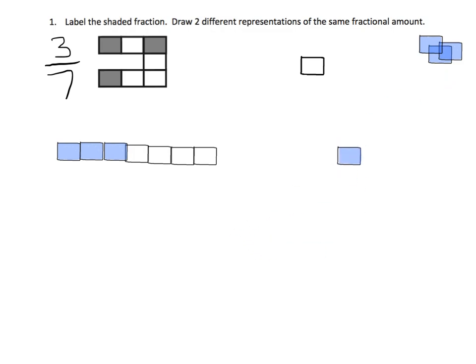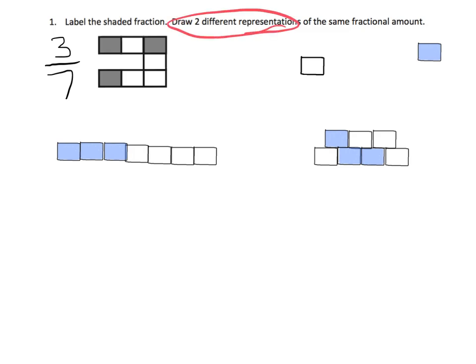So let's see. Okay, 1, 2, oh, let's mix it up here. 3, 4, oh, I know. Let's go 5, 6, 7. So there you go. So we have a couple of different representations. So we were asked to do two different representations that both show 3/7.